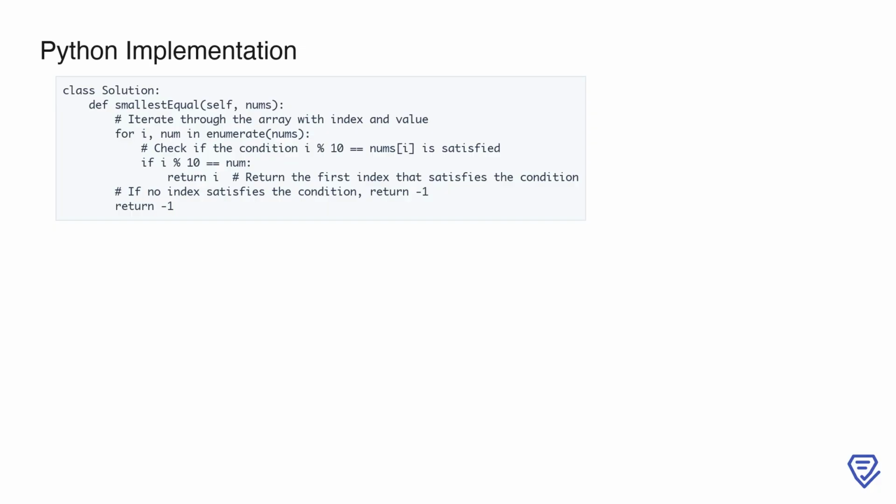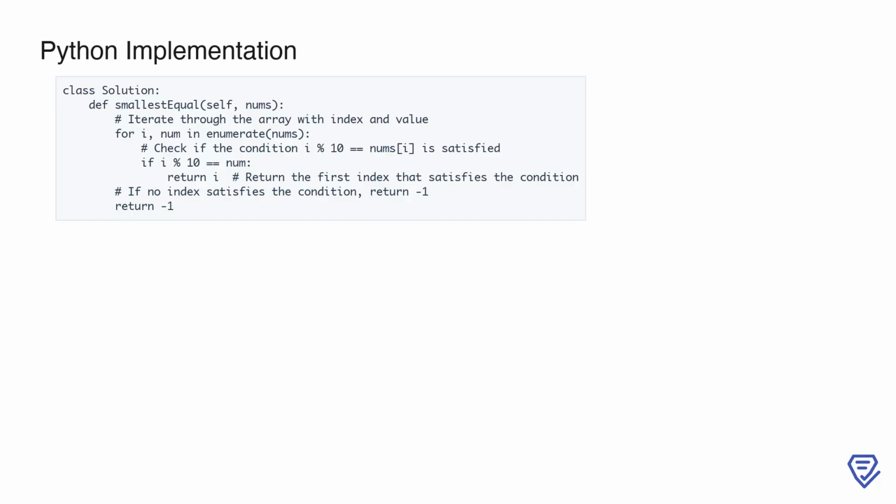3. Condition check. For each index and value, we check if the condition i % 10 equals number is satisfied. This means the remainder of i divided by 10 matches the value at index i. 4. Return the first match. If the condition is satisfied for any index, we immediately return that index. This ensures we find the smallest such index since we're iterating from the beginning of the list.